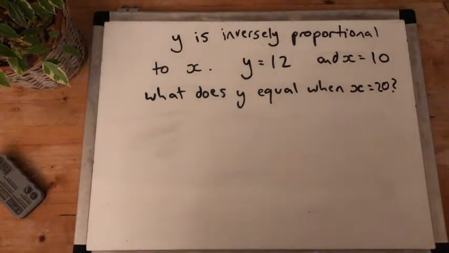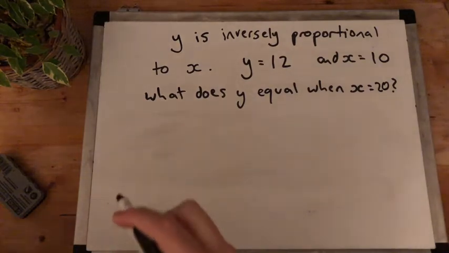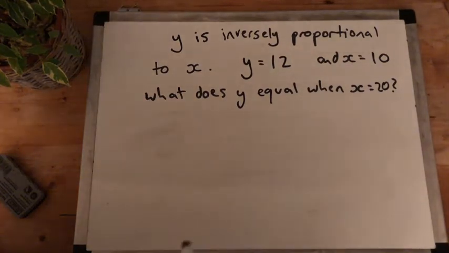Y is inversely proportional to x. Y equals 12 and x equals 10. So what does y equal when x equals 20? The only difference with this is when it says inversely, you put the k on top. That's it. When you see the word inversely, k on top.